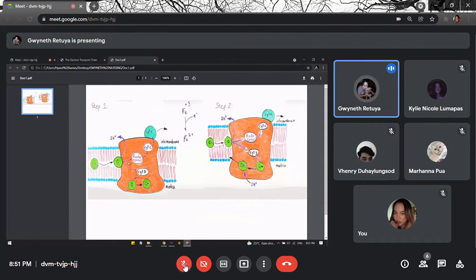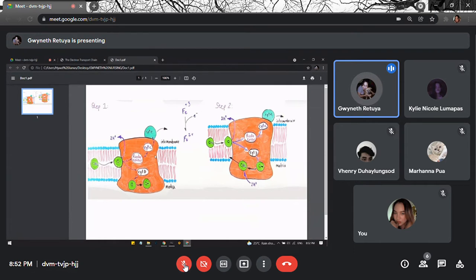One electron moves to the 2Fe-2S group of the Rieske center and is then transferred onto the heme group of cytochrome C1. So the first electron moves here. It is then picked up by cytochrome C, which diffuses away and travels to complex 4.